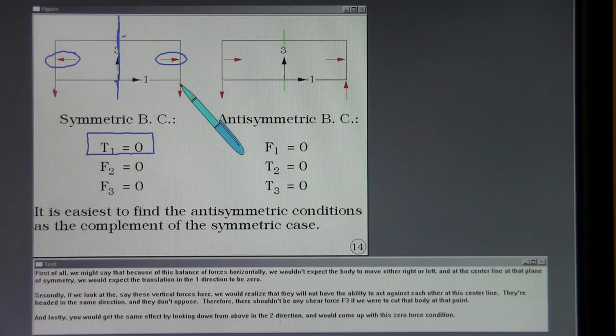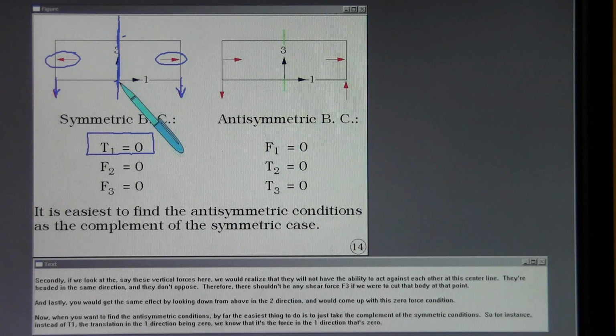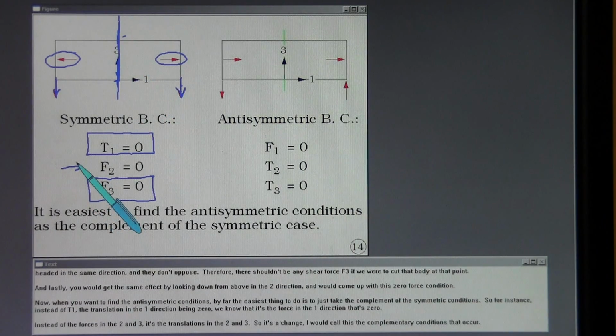Secondly, if we look at these vertical forces here, we would realize that they will not have the ability to act against each other at this center line. They're headed in the same direction and they don't oppose. Therefore, there shouldn't be any shear force F3 if we were to cut that body at that point. And lastly, you would get the same effect by looking down from above in the 2 direction and would come up with this 0 force condition.